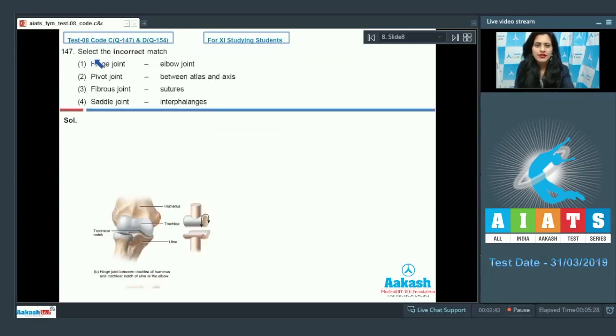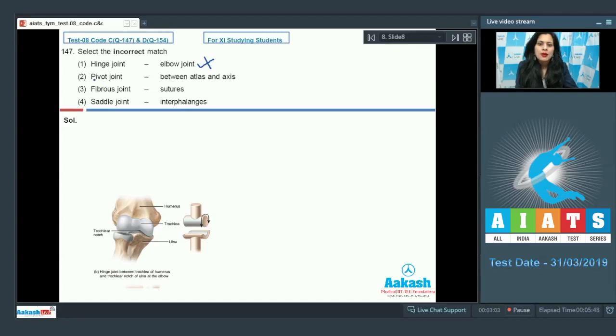Question number 147. Select the incorrect match, and the very first match given is hinge joint and the match is elbow joint. And as it is a correct match, so this cannot be a correct answer to our question, because in elbow joint as well as in knee joint, hinge joint is present between the bones.